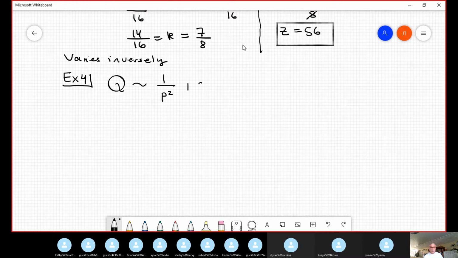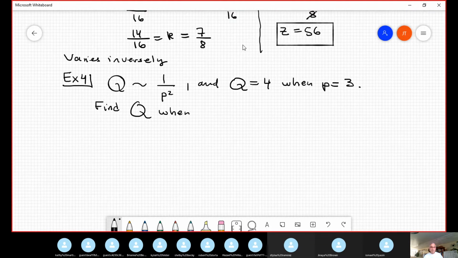And capital Q is equal to 4 when P is equal to 3. Find Q when P is equal to 2.